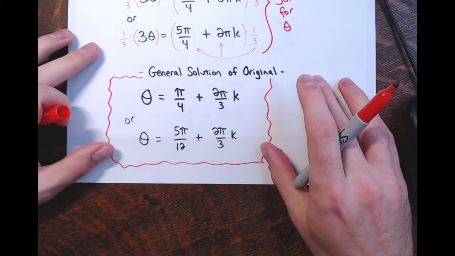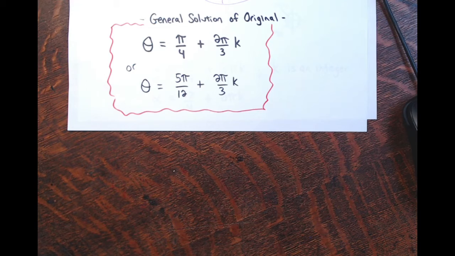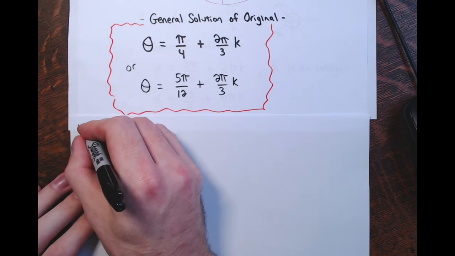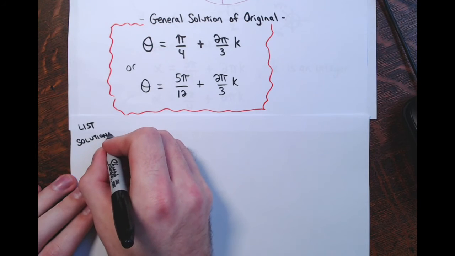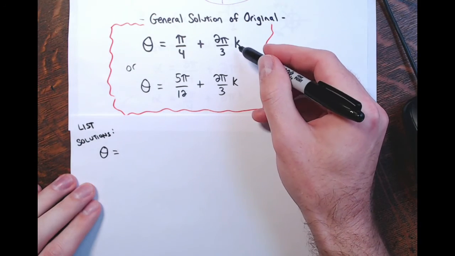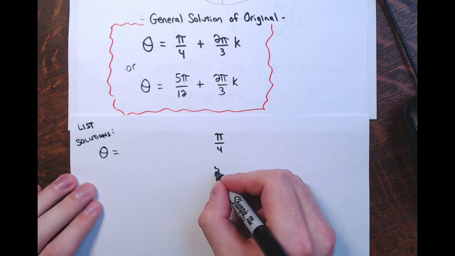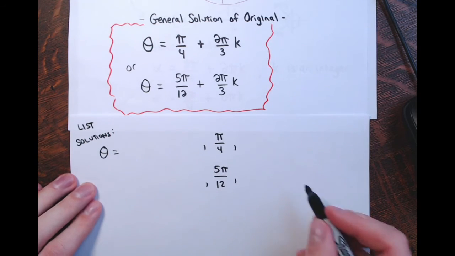But I don't want all the solutions, right? They just want certain ones, values of theta that are between 0 and 2 pi, including 0 but not including 2 pi. All right, so what I'm going to do, as you've seen me do in past videos, is list some solutions coming from this. So we have theta can be equal to, now if k is 0, then you just have pi over 4 and 5 pi over 12. These are some solutions to this equation. And I'll add some more here.